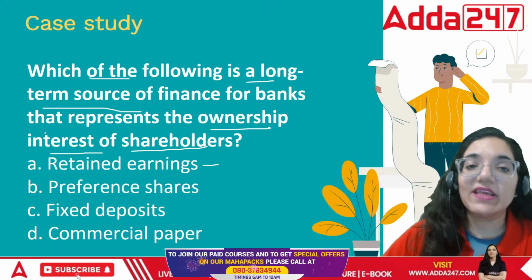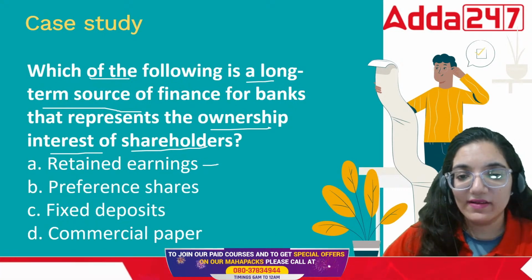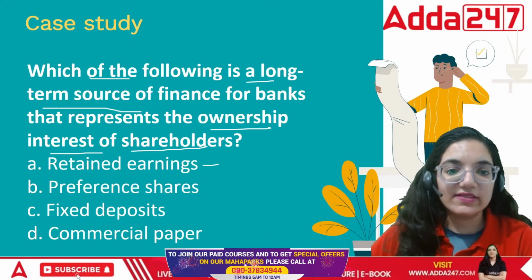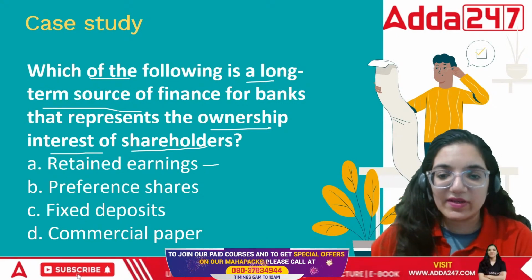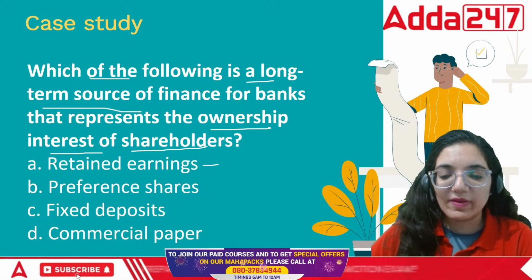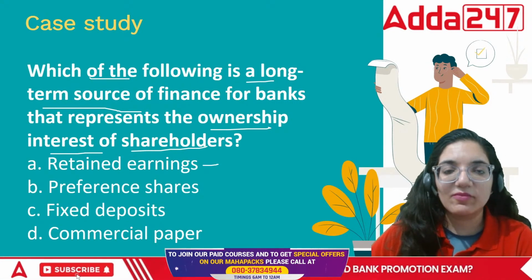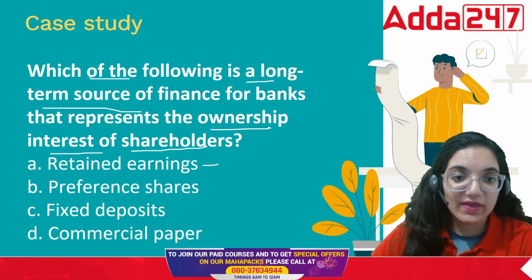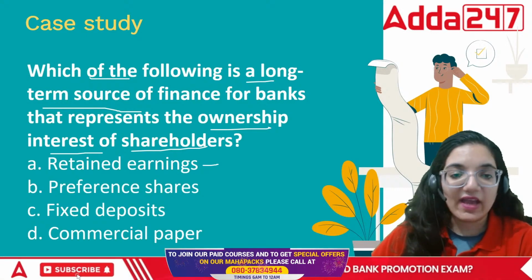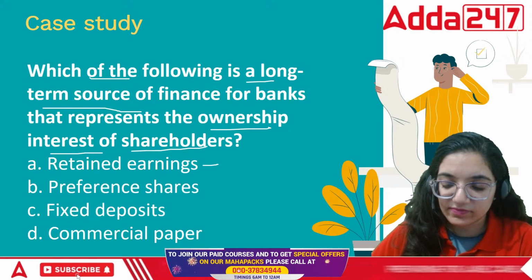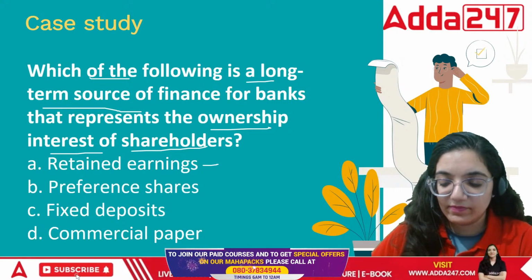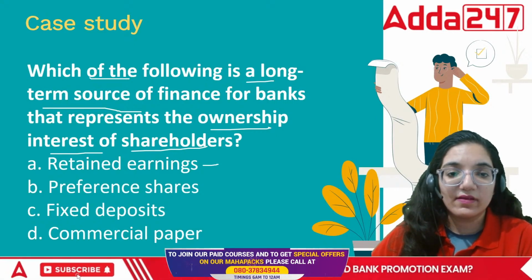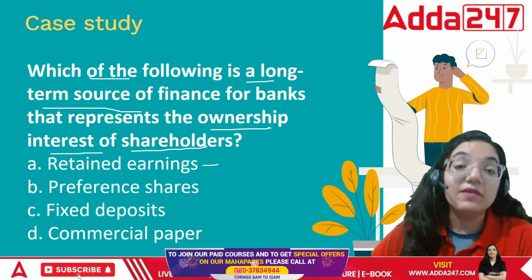Fixed deposits is the money of other people, not of the bank, right? This belongs to the other people who have given money to the bank, isn't it? Then in terms of commercial paper, it's that particular thing only. Commercial paper or fixed deposits are something that the bank owes to other people, not the owners of the organization. Then we have preference shares, and then we have retained earnings. In this case, what would be the correct answer? It would be preference shares.